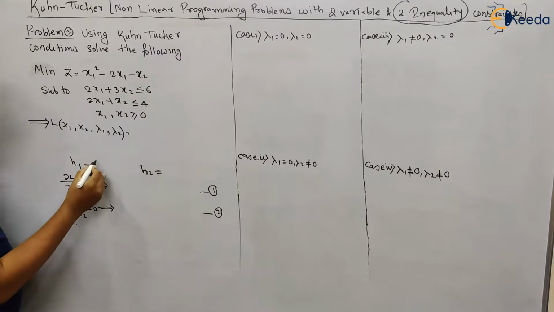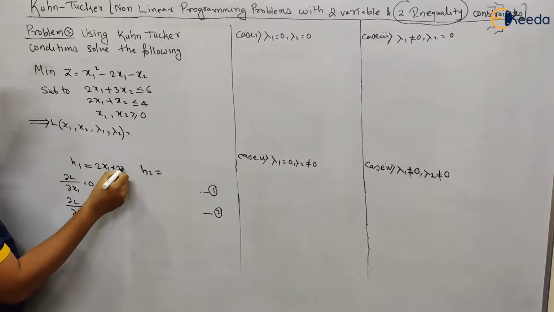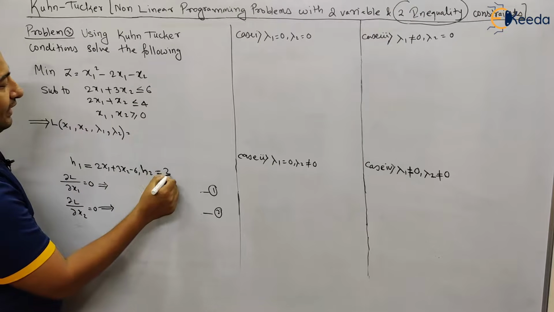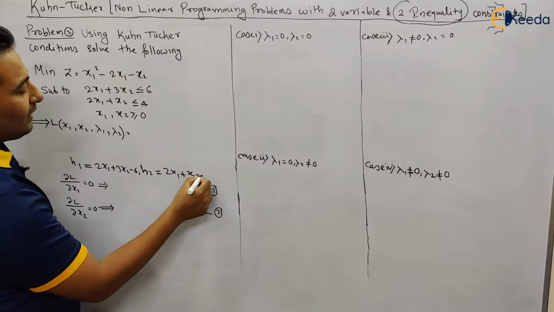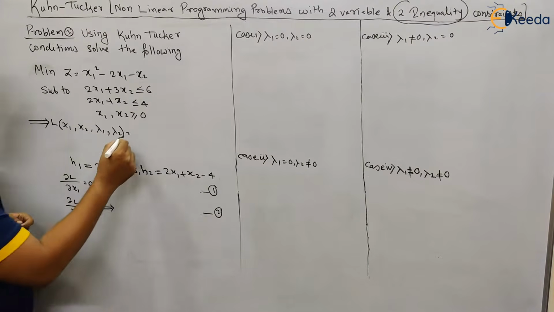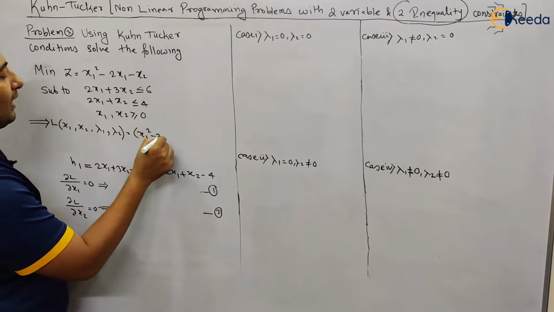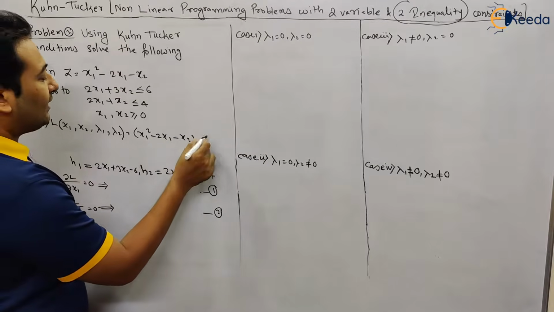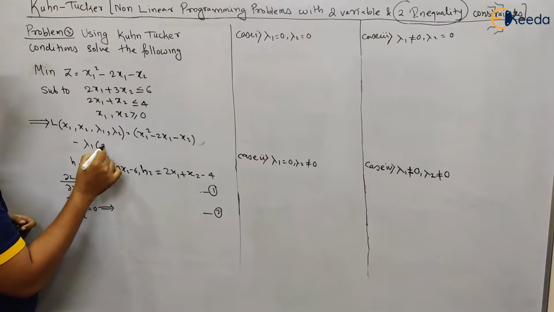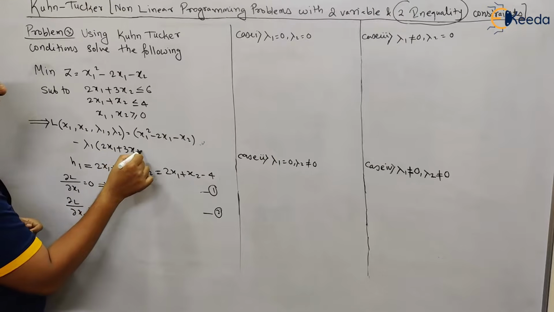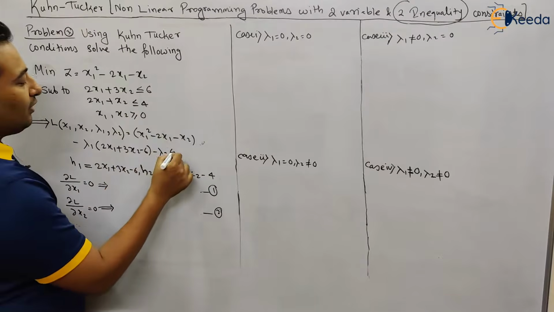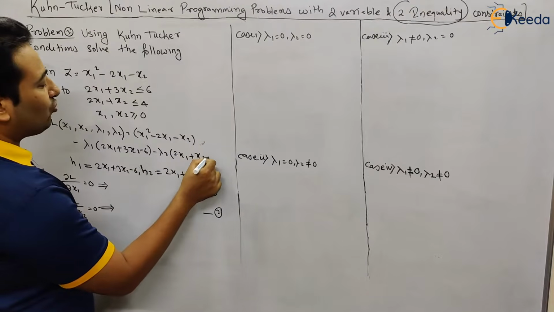H1 is 2x1 plus 3x2 minus 6, and the 4 will come to this side, so 2x1 plus x2 minus 4. Then we need to find the Lagrange's function L, that is x1 square minus 2x1 minus x2 minus lambda 1 times the first constraint, that is 2x1 plus 3x2 minus 6, minus lambda 2 times the second constraint, 2x1 plus x2 minus 4.